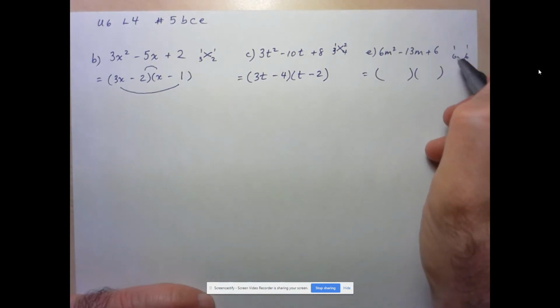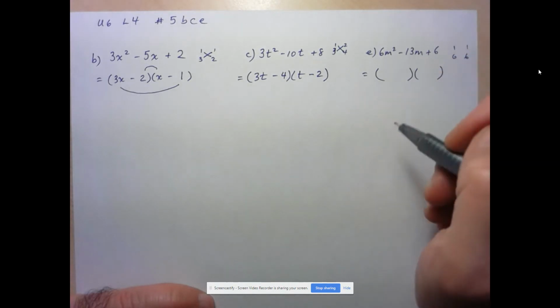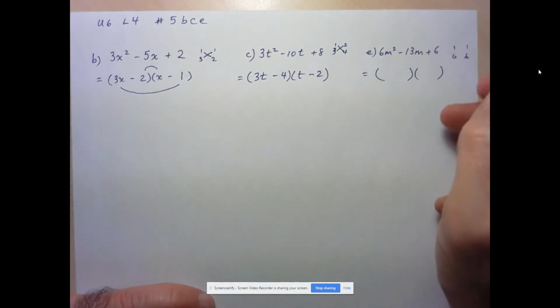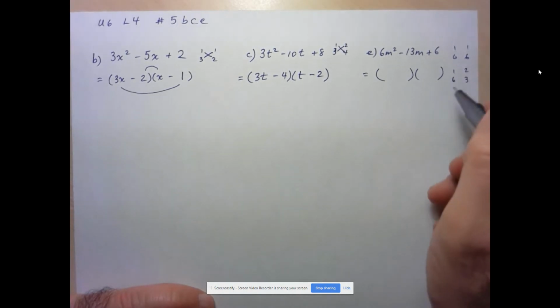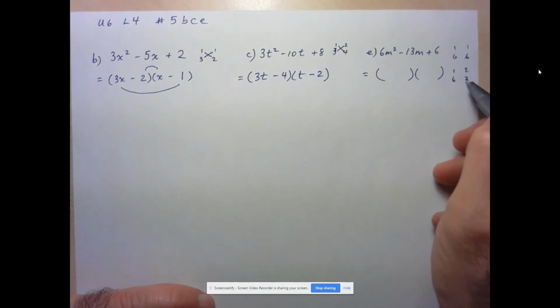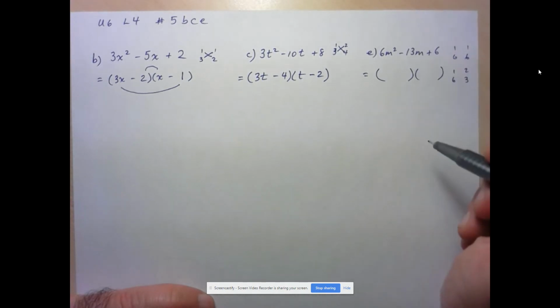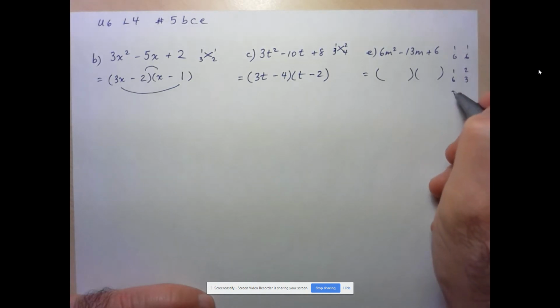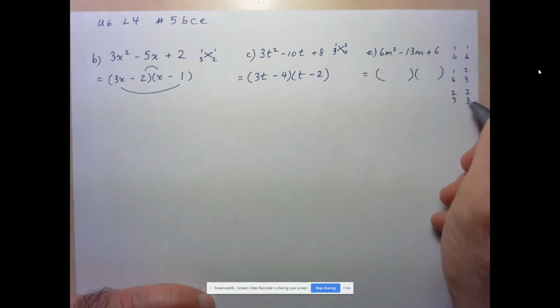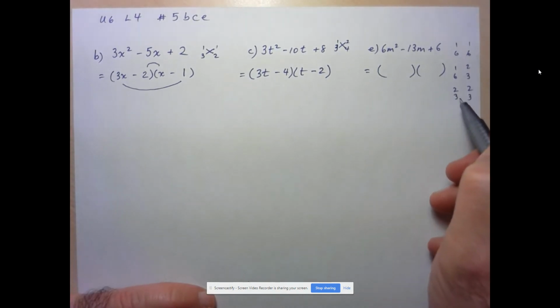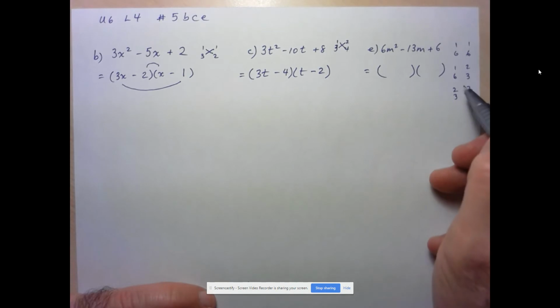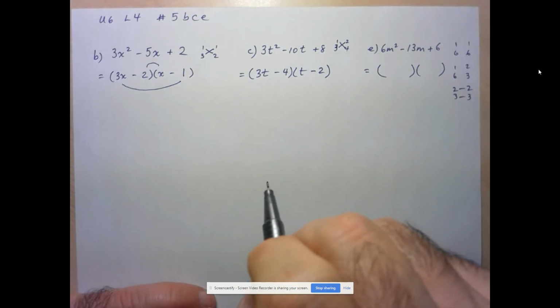So 1 and 36, clearly not going to work. 6 and 6, that's not going to get me to -13. So let's change one of them to 2 and 3. Okay, 2 and 18, that's not going to work. 3 and 12, that's still not going to work. So it's going to have to be 2 and 3, and 2 and 3. So let's just see which combination works. 4 and 9, yeah, that's going to get me to 13. So this is the combination that's going to work.